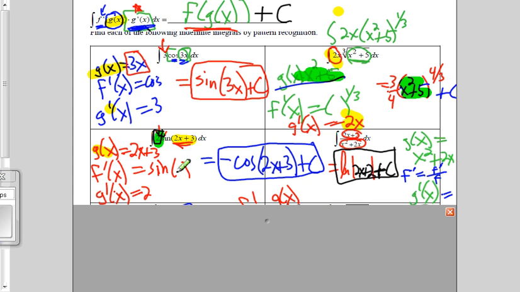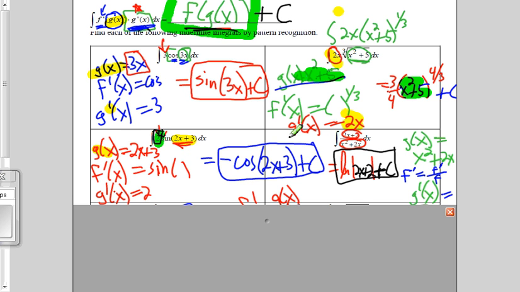There's my 2. So now all I have to do is, what's the antiderivative of sine? Negative cosine. What's the inside function? And again, I'm just getting that from right here. So that's why I get negative cosine of 2x plus 3, and it's an indefinite integral. Don't forget the constant, plus c.